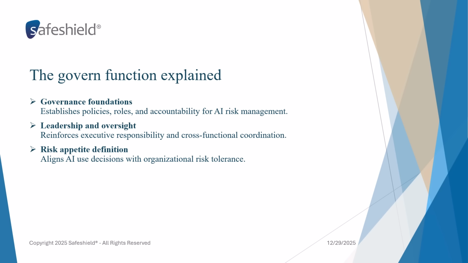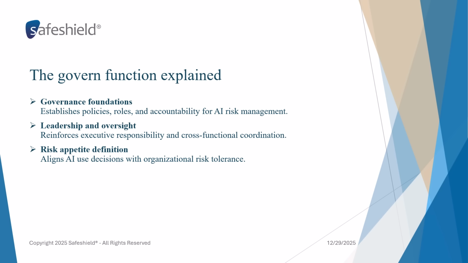The govern function establishes the organizational foundations for managing AI risks. It focuses on policies, processes, roles, responsibilities, and oversight mechanisms that enable effective decision-making and accountability across the AI lifecycle. Governance is positioned as an enabling function that influences all other AI risk management activities.